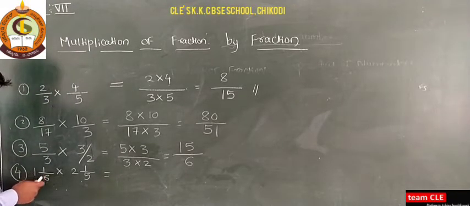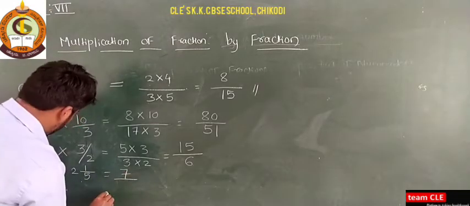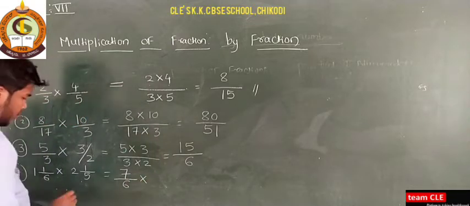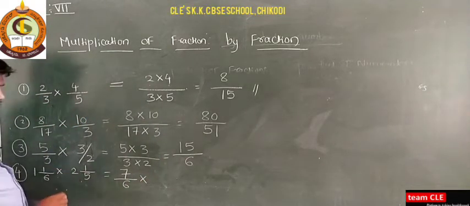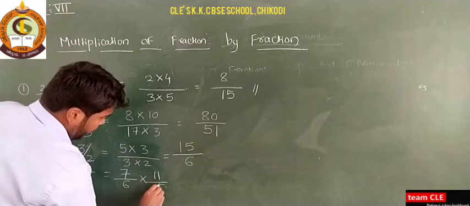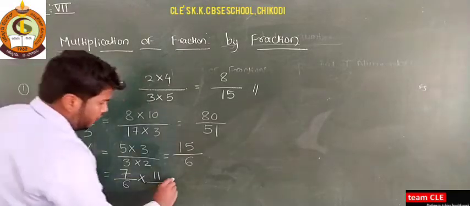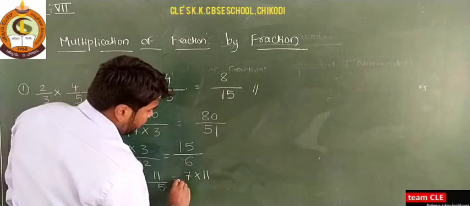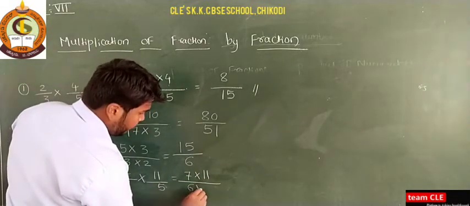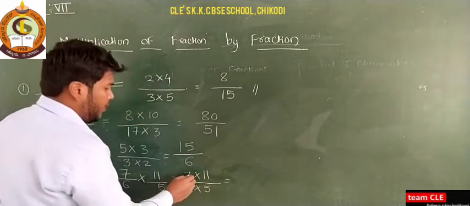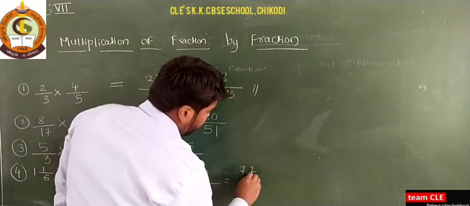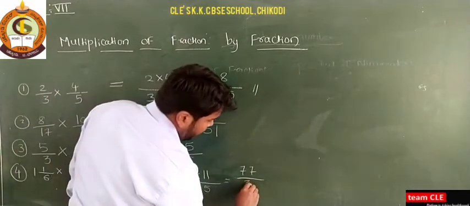Now see, these are mixed fractions and we have to multiply fraction by fraction: 1 integer 1 by 6 into 2 integer 1 by 5. First convert the mixed fractions to improper fractions. 6 ones are 6, plus 1 is 7 by 6, and 5 twos are 10, plus 1 is 11 by 5. Now multiply numerator with numerator, 7 into 11, divided by 6 into 5. So 11 sevens are 77 and 6 fives are 30.